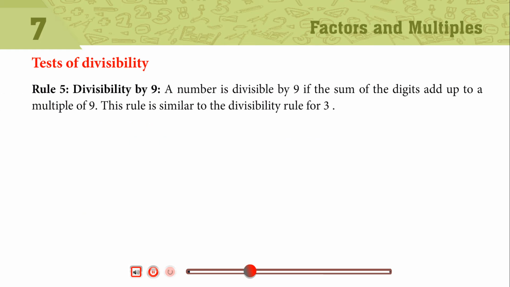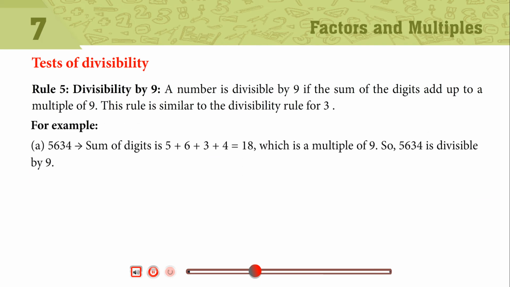Rule 5. Divisibility by 9. A number is divisible by 9 if the sum of the digits adds up to a multiple of 9. This rule is similar to the divisibility rule by 3. For example, 5634. Sum of digits is 5 plus 6 plus 3 plus 4 is equal to 18, which is a multiple of 9. So 5634 is divisible by 9.